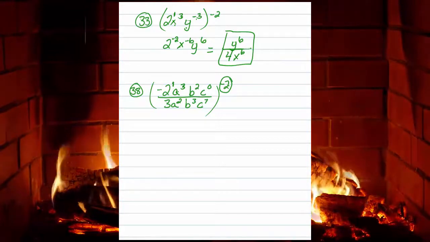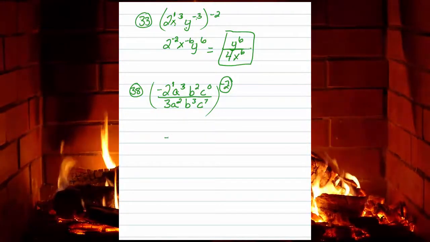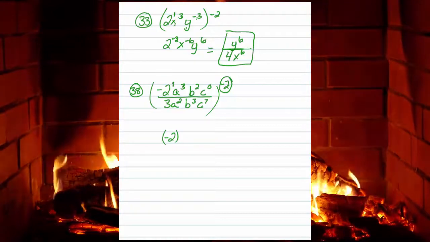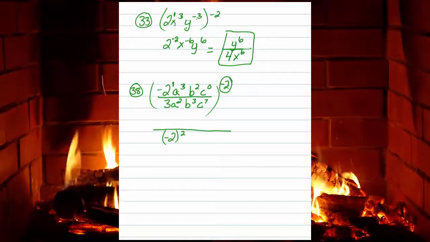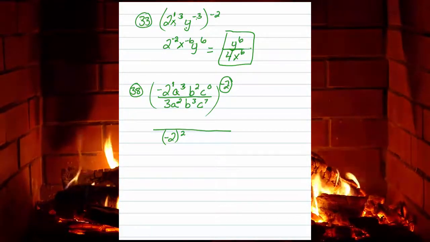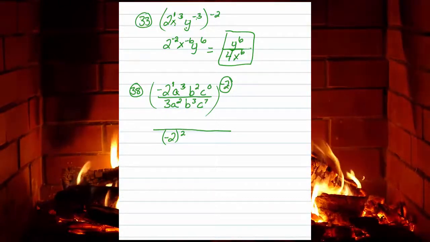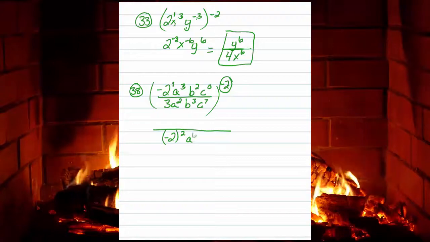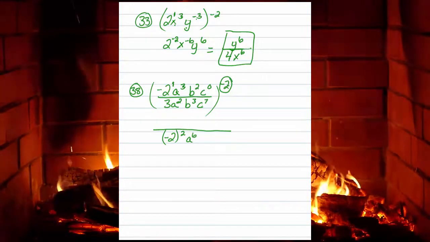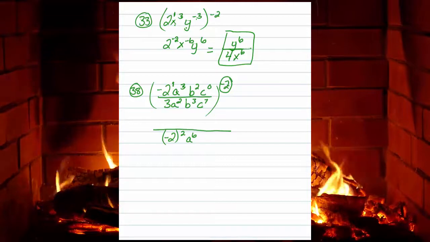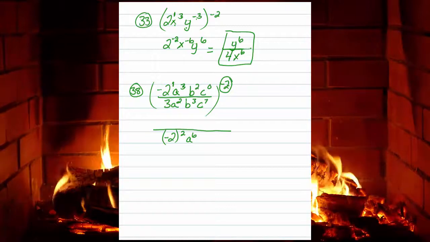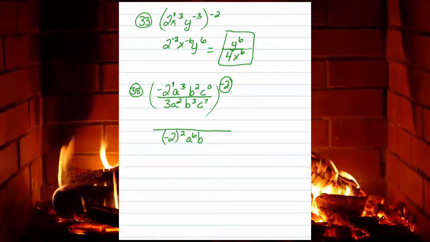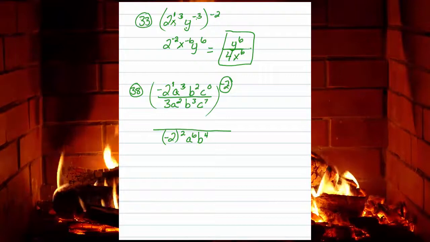Negative 2 raised to the first to the negative second power is the same as negative 2 raised to the second power just in the denominator. A to the 3 times negative 2 would be a to the negative 6, so it's going to come down below the bar and become a to the positive 6. B to the 2 times negative 2, so 2 times negative 2 is negative 4, will become b to the negative 4th power, so it also will come down into the denominator and become b to the 4th power.